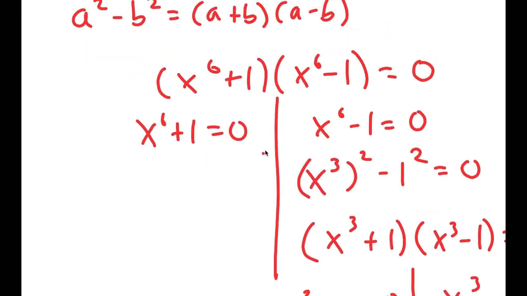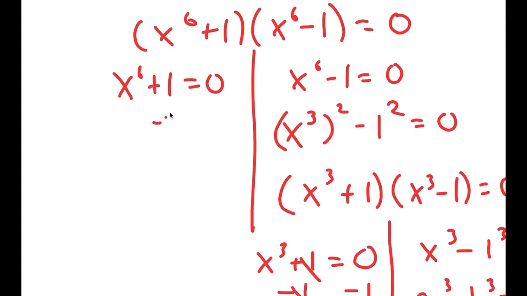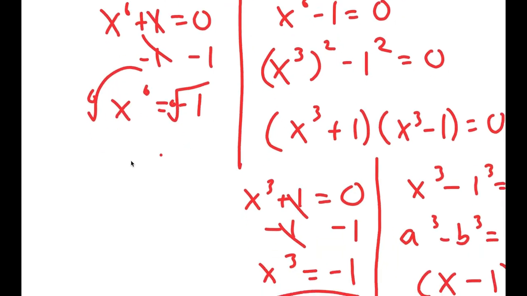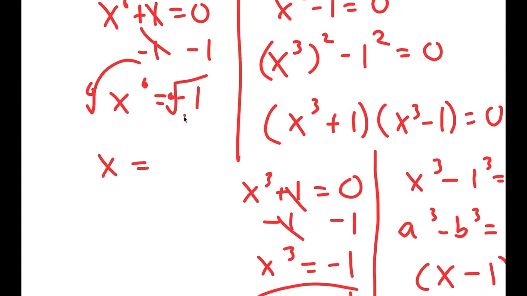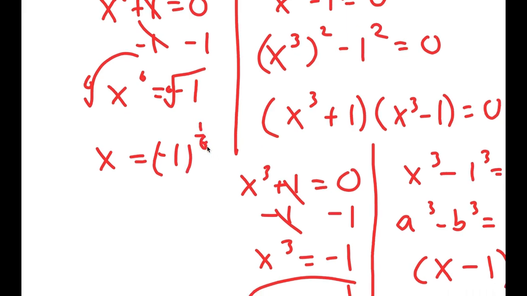Now for x to the power of 6 plus 1 equals 0, I'm going to again subtract 1 on both sides. So I get x to the power of 6 is equal to -1. And if I take the 6th root, I get x is equal to the 6th root of -1, which is equal to -1 to the power of 1 over 6.